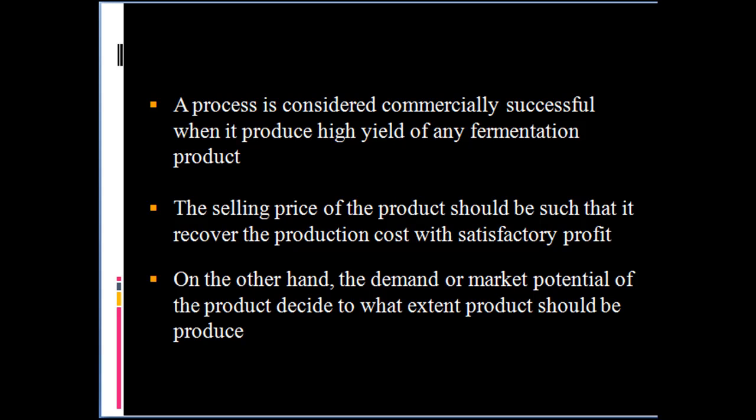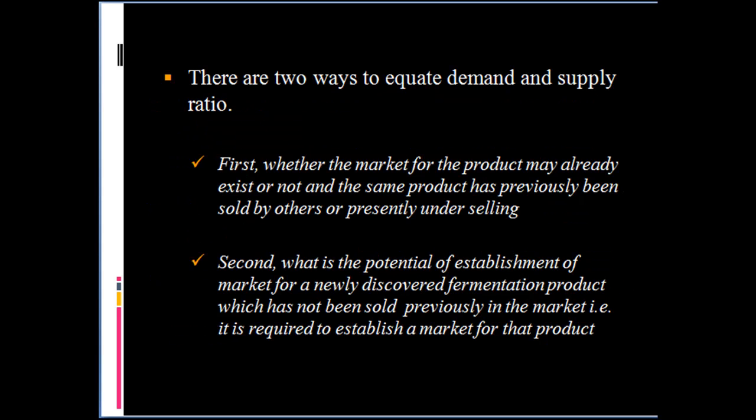First, market potential. A process is considered commercially successful when it produces a high yield of any fermentation product. The selling price of the product should be such that it recovers the production cost with satisfactory profit. On the other hand, the demand or market potential of the product decides to what extent the product should be produced.